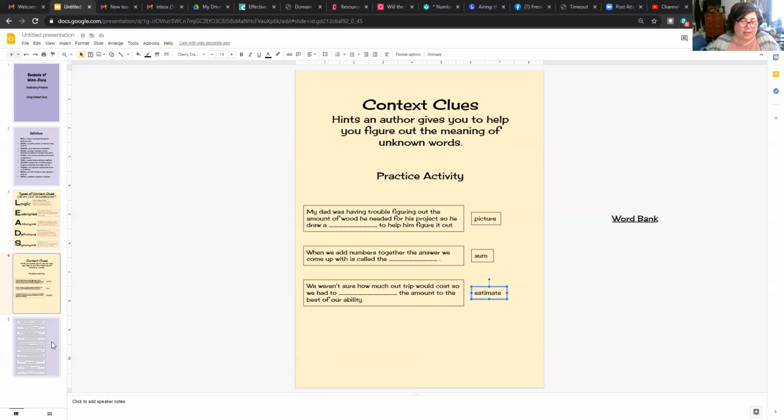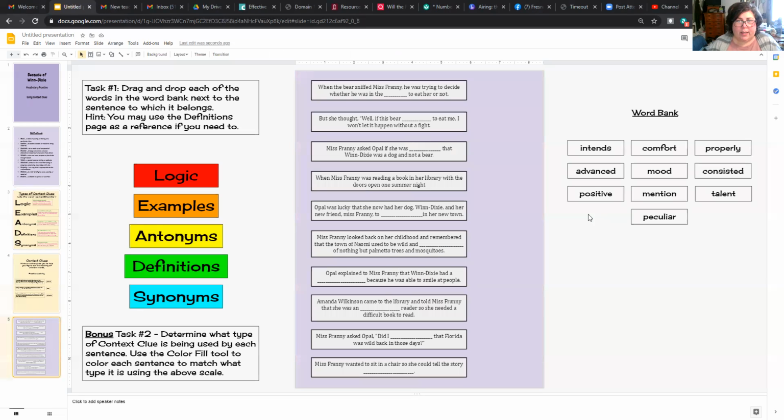And here is the assignment on the very last page of your packet. And you have your word bank here. These are the ones that you've already found the definitions to, and these are the sentences that you're going to hook them up with. Okay, your first task is to hook all of these words up to a sentence that makes the most sense. So the first sentence is, when the bear sniffed Miss Franny, he was trying to decide whether he was in the blank to eat her or not. Now, which of these words do you suppose is going to make the most sense with that sentence? Right, mood. He was trying to decide if he was in the mood.